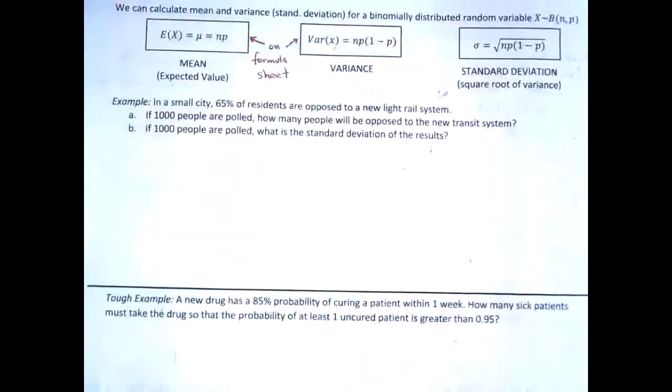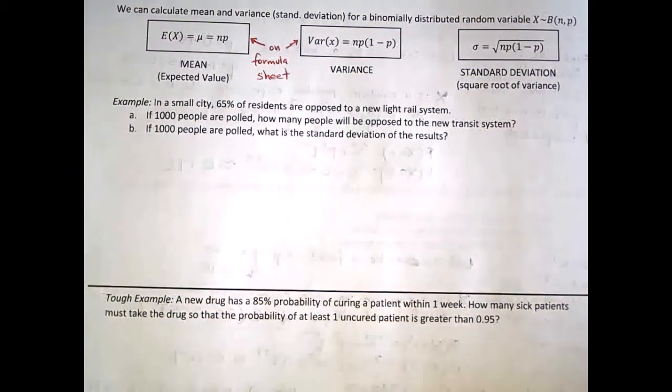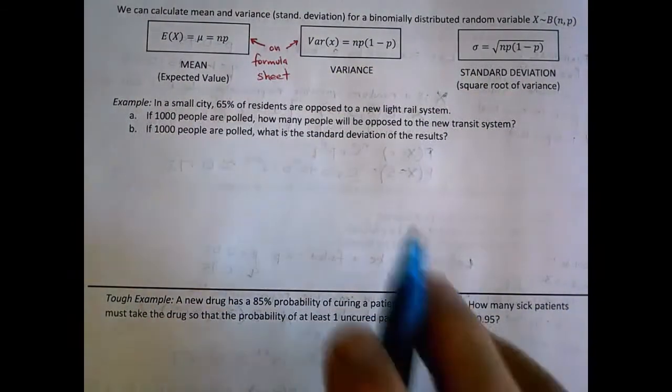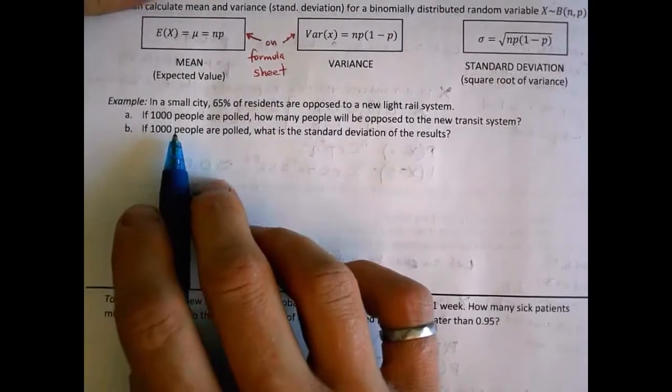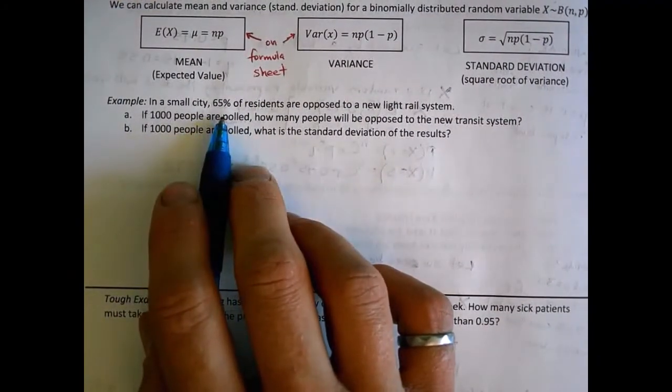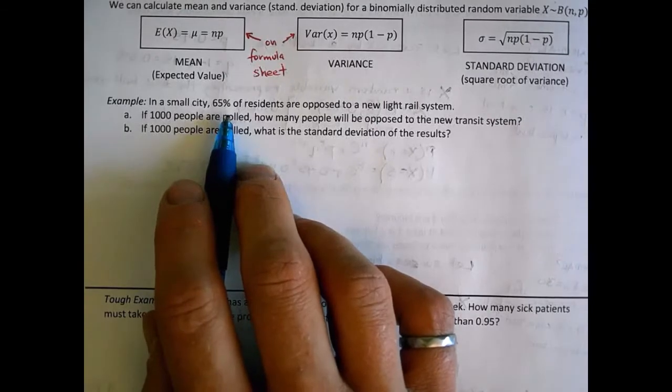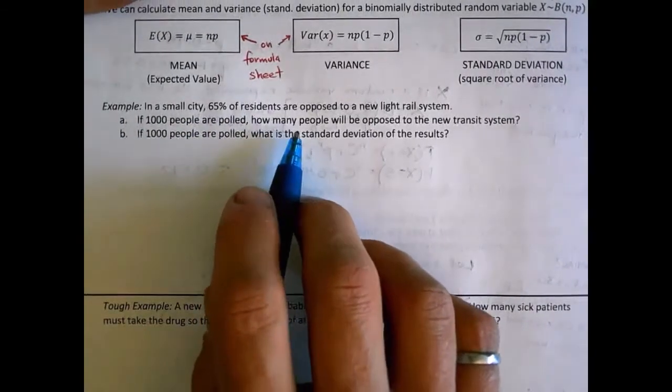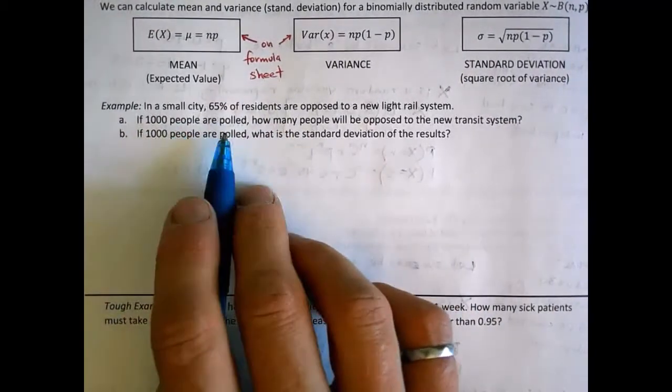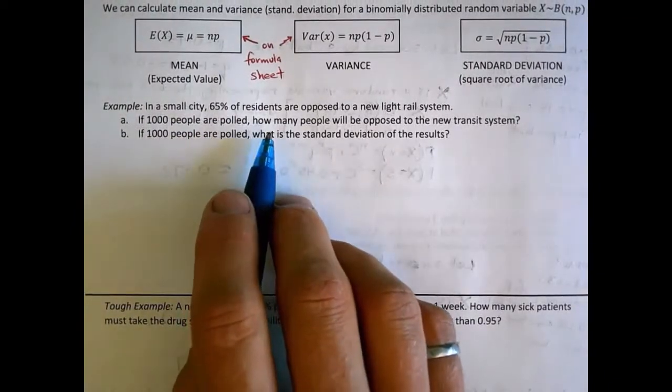So in a small city, 65% of residents are opposed to a new light rail system. That's not great. I would hope it would be higher, or like nobody. We should all be in favor of new light rail systems. Okay, so if I called up 1,000 people, how many people would be opposed to the new system?